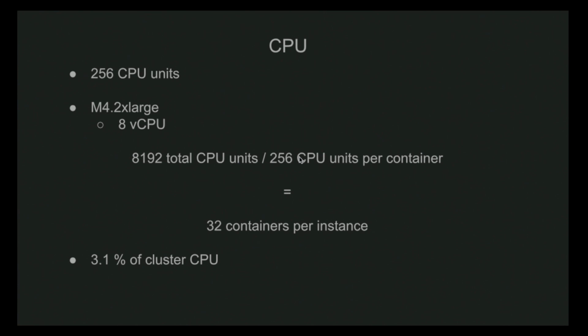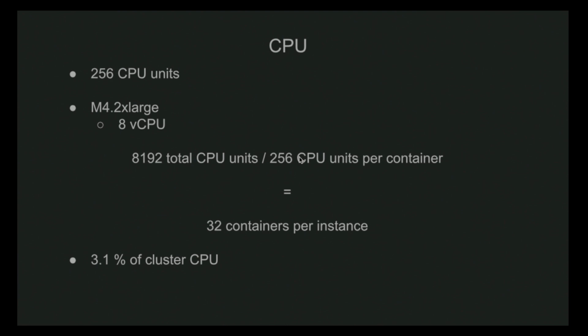But for our purposes here, the metric we're watching is 3.1% of the cluster CPU. So basically, I found that by dividing 1 by 32. So I want to make sure that my one container is not using more than 3.1% of the total CPU. Obviously this math can change depending on the limits you're setting, and the instance size and class you're running.